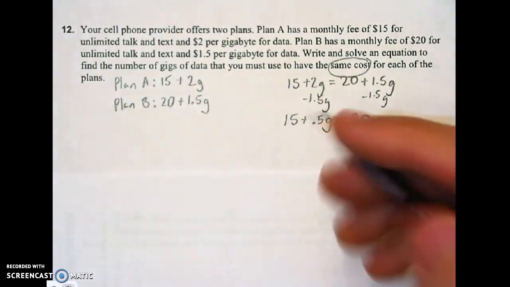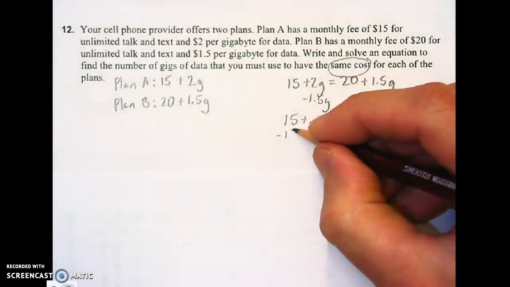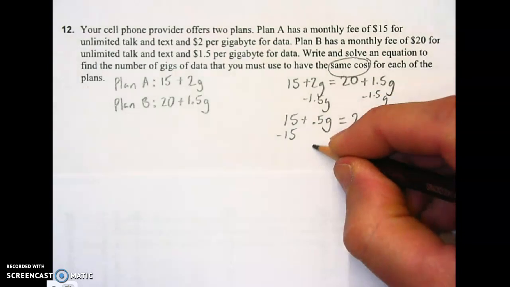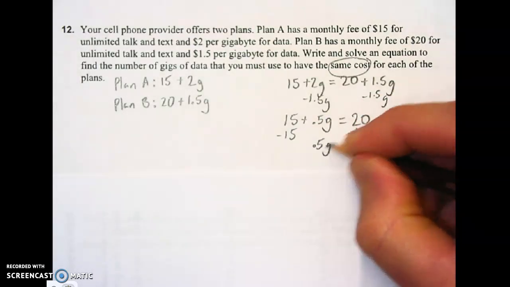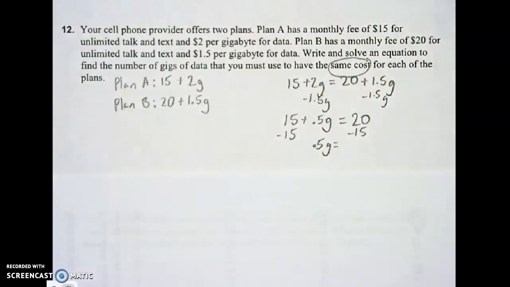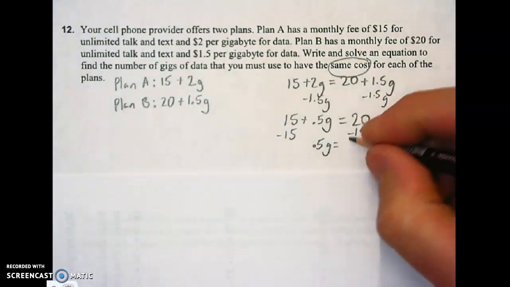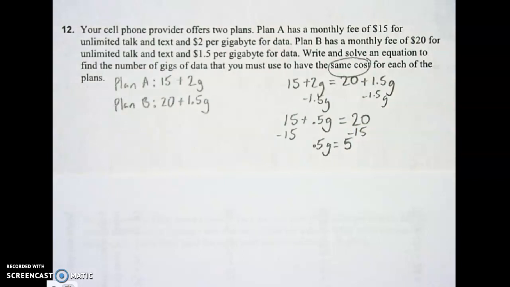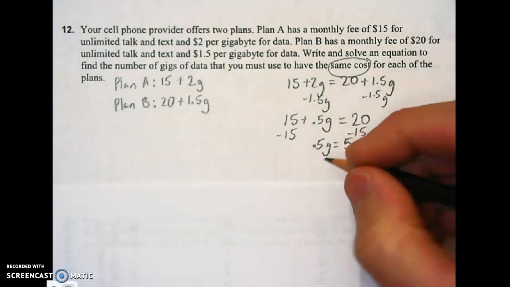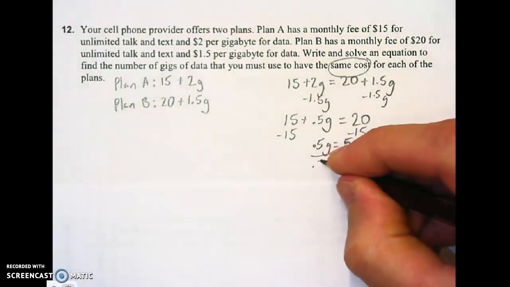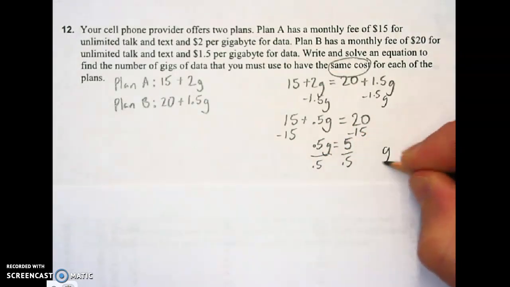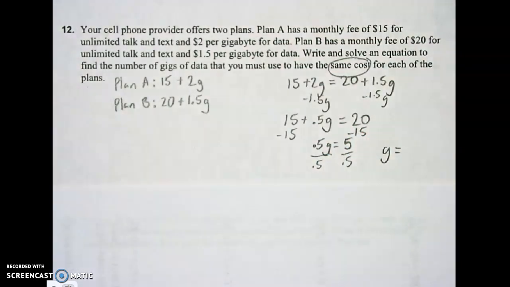All right, got to get rid of the 15. So subtracting 15 on both sides, I get 0.5G equals, looks like 5. Now I just need to divide both sides by 0.5. Dividing by 0.5, G equals 10.